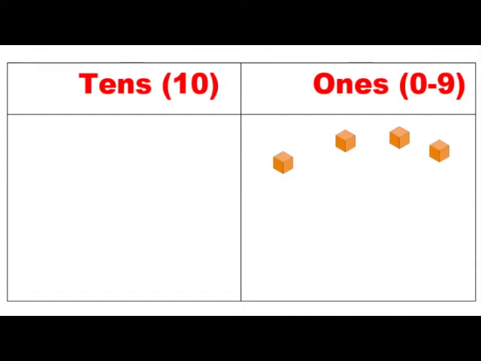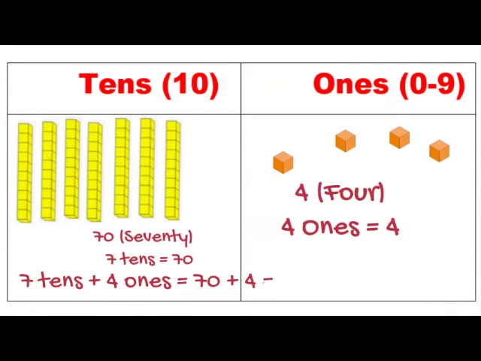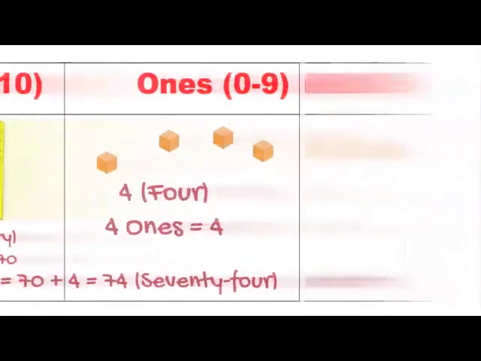So let's go through this place value chart. In the ones column, we have 4 cubes. So that makes it 4. 4 ones is equal to 4. And in the tens column, we have 7 blocks. So that makes it, children, correct, 70. Or 7 tens is equal to 70. So we write it as 7 tens plus 4 ones is equal to 70 plus 4 is equal to 74. Seventy-four, 74 is the number name, and 70 plus 4 is the expanded form.